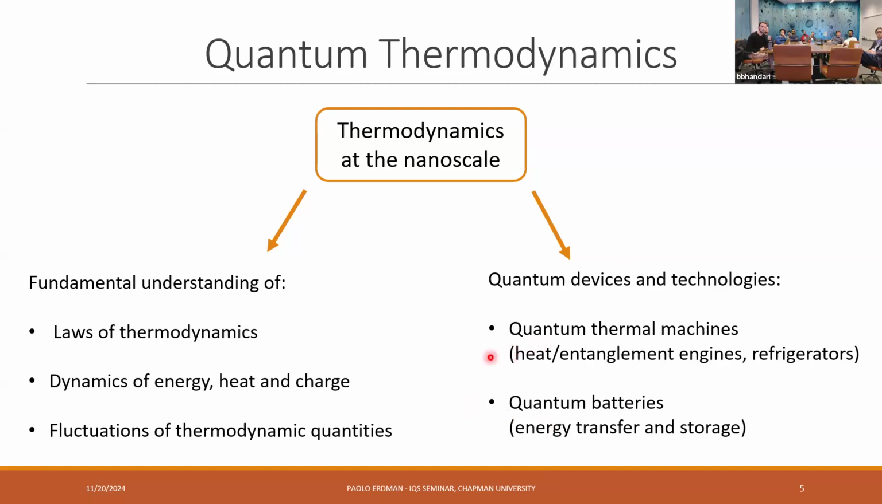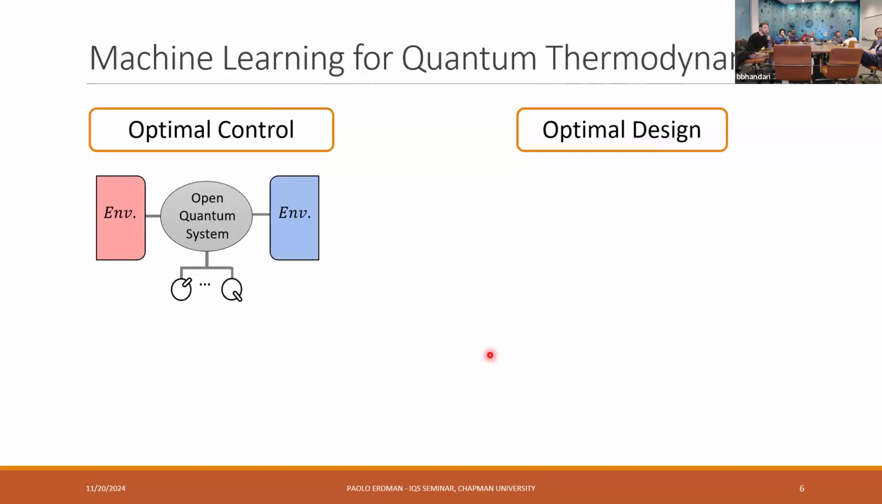And this is mainly what I will be focusing on. Okay, so in general, as I was saying, I consider the optimal control and design of, let's say, these quantum devices. In the optimal control setting, what you have in mind is that there's some open quantum system, open in the sense that it's coupled to some environment. And this environment could represent a hot and a cold thermal reservoir or something else in principle.